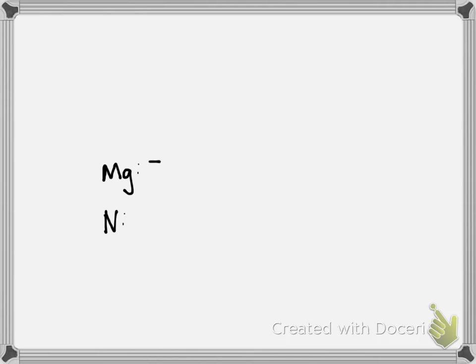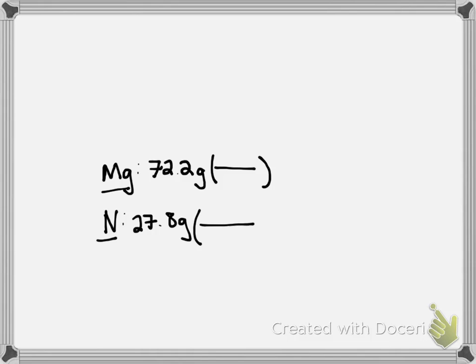72.2% magnesium. If we assume 100 grams, I'm going to convert the 72.2% to grams of magnesium. Same thing for nitrogen. I'm given 27.8 grams of nitrogen, or percent, so I'm going to convert that to grams. Now I'm given the grams. We don't want a simplest gram to gram ratio. We want a simplest mole to mole ratio. So I'm going to convert those grams to moles.